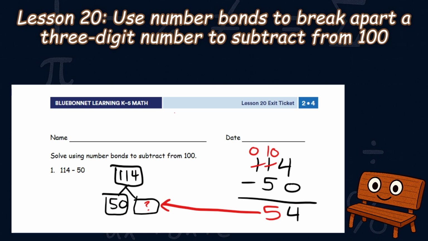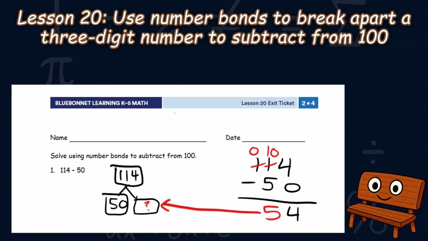On Monday we have lesson 20, use number bonds to break apart a 3-digit number to subtract from 100. The instruction for our question here says, solve using number bonds to subtract from 100. It wants you to set up a number bond in the correct orientation. So in this instance, 114 minus 50, 114 would be your total at the top, 50 would be the part of your number bond, and it wants us to find the missing part. In order to do that, we have to solve 114 minus 50.